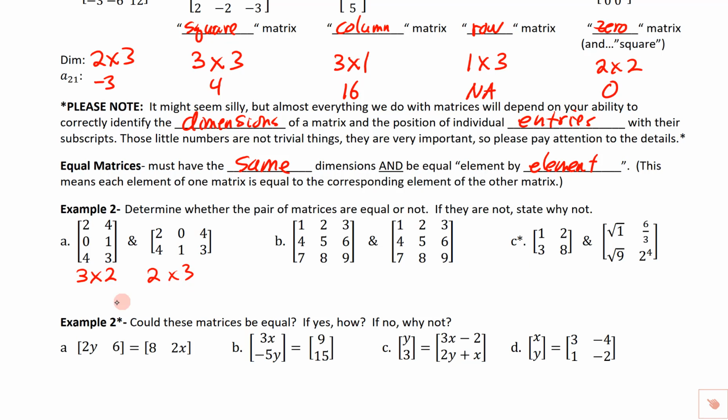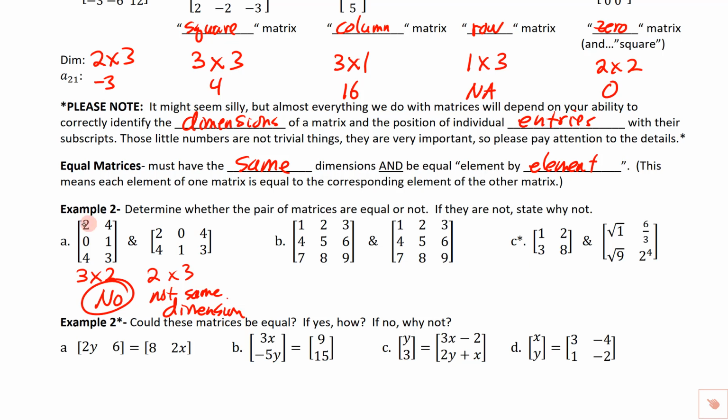So are these equal? The answer to that is no. So we're going to put a big no here. And the reason is not same dimensions. Spell that correctly, dimension there. And that would be enough to say that right there, but I just want to point out why there's no way that these could be equal.